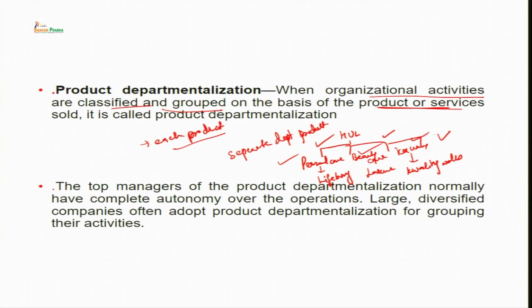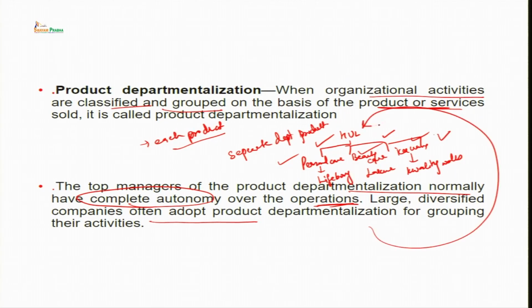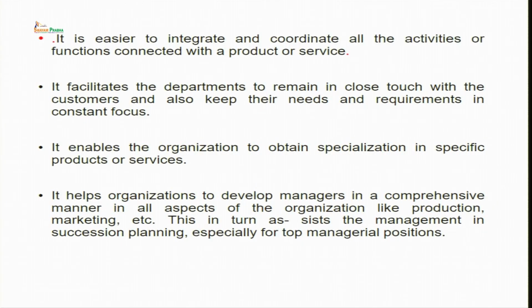So, in this, the top managers of product departmentalization normally have complete autonomy over the operations of that product division. Large diversified companies often adopt product departmentalization for grouping their activities, example is HUL. Even another example is ITC, which is another Indian company having this kind of departmentalization. So, let us have some more information on the product departmentalization.